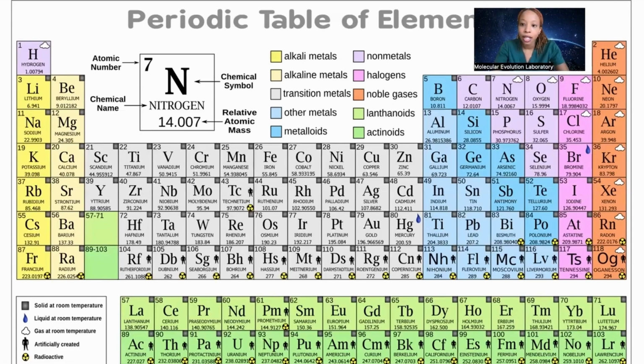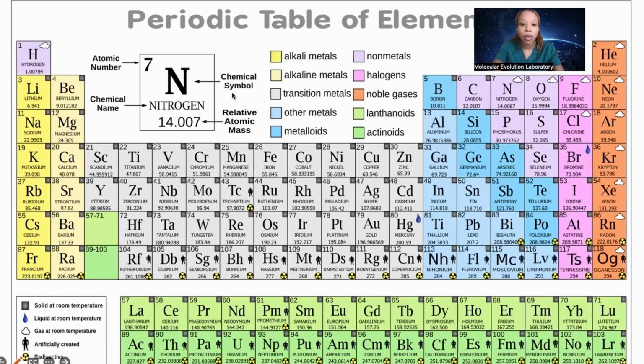The actinides are named because actinium is the first element in that group. These include actinium, thorium, protactinium, uranium, neptunium, plutonium, americium, curium, berkelium, californium, einsteinium, fermium, mendelevium, nobelium.